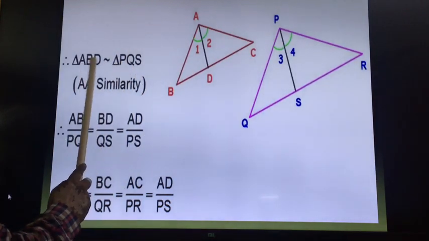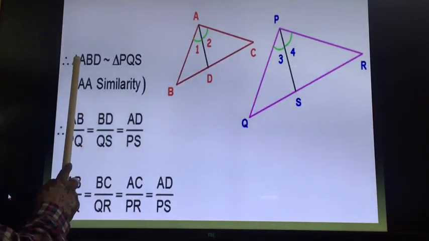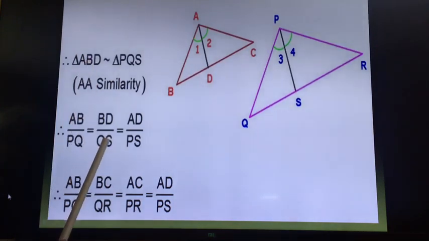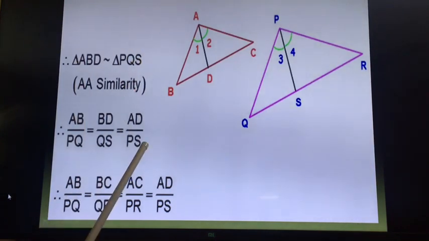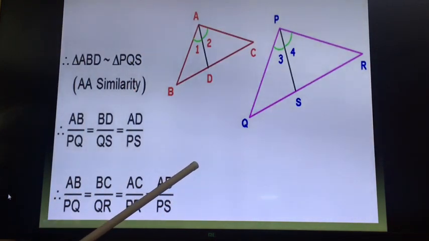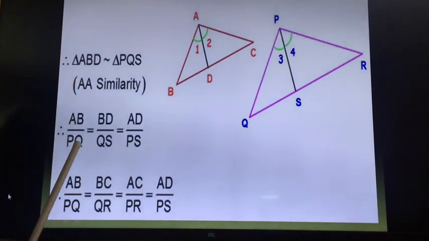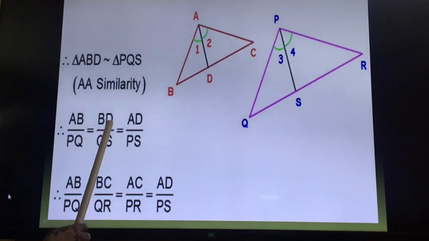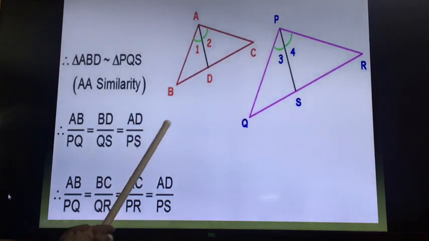After this, because the triangles are similar, the sides are proportional. So AB upon PQ is equal to BD upon QS, and next is AD upon PS. I taught you last time, if triangles are similar, then angles are equal. If angles are equal, then triangles are similar, and if triangles are similar, then sides are proportional. So AB upon PQ is equal to BD upon QS is equal to AD upon PS.